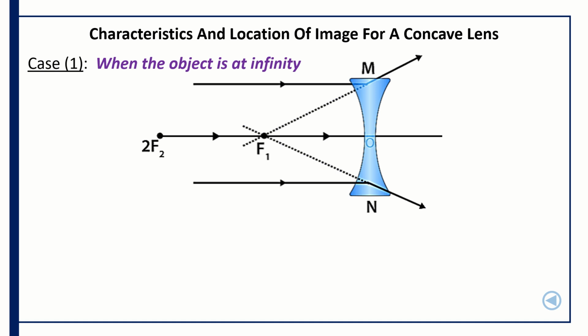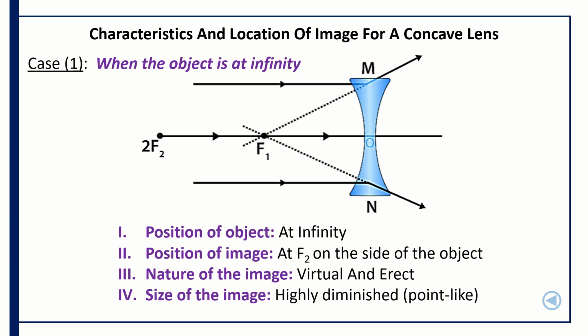We extend those divergent light rays, and they intersect at the focal point. When parallel rays of light fall on a concave lens, they get diverged, and if I extend them, the extended rays will pass through the primary principal focus of the lens. So the image is getting formed at that point. What is the position of the object? The position of the object is at infinity. Where is the image getting formed? The image is getting formed at the principal focal point on the side of the object.